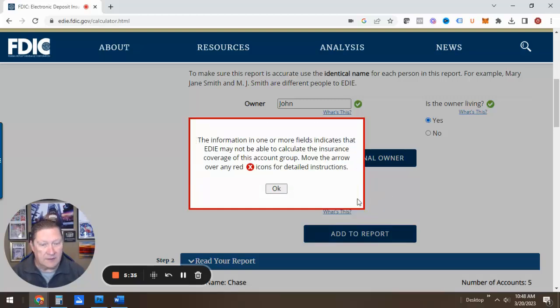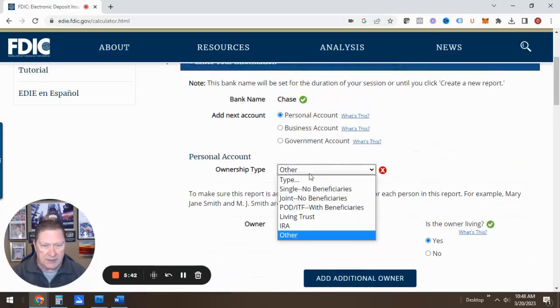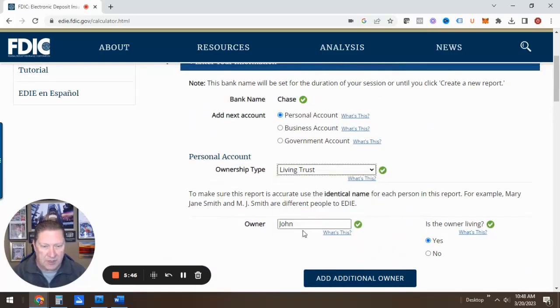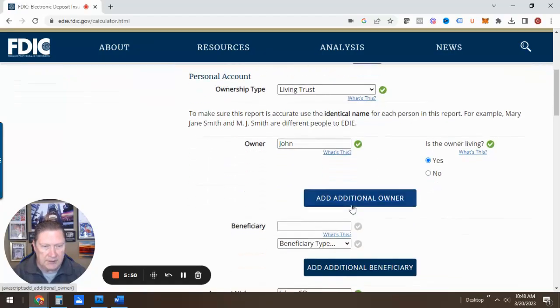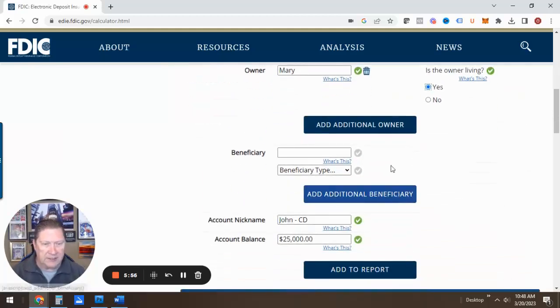Oh, wait a second. They're not going to allow you to do this one. Okay, so let's change this. Let's go to a trust. John and Mary own a trust. This is the one I really wanted to cover in greater detail.